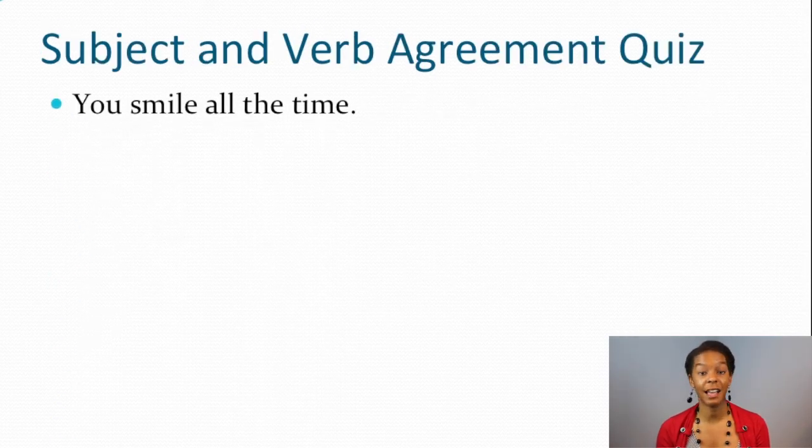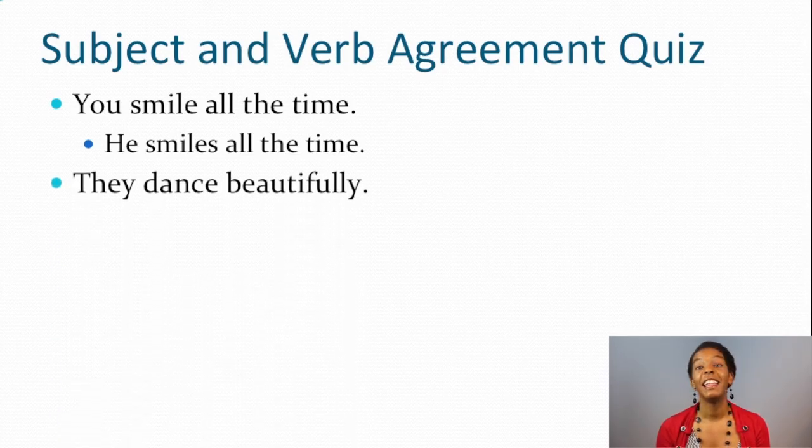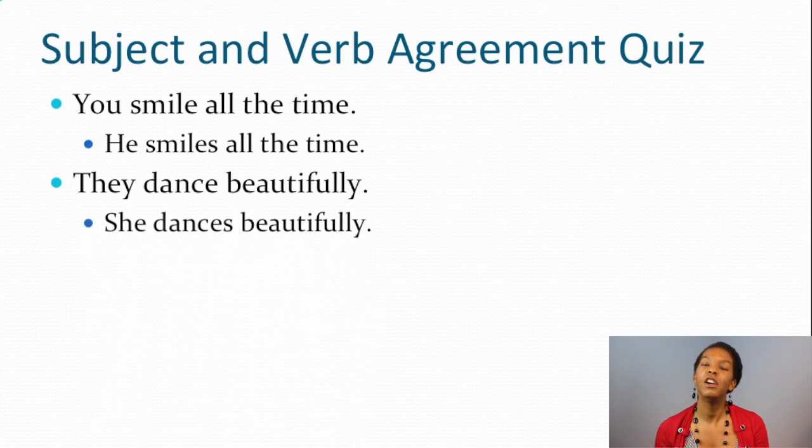You smile a lot. Or you smile all the time. Try to change that into the third person singular. An example answer would be, he smiles all the time. Our next one, they dance beautifully. An example of changing that into third person singular, that would be, she dances beautifully.